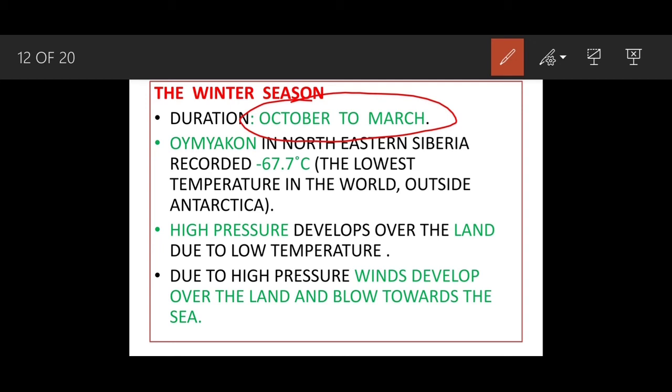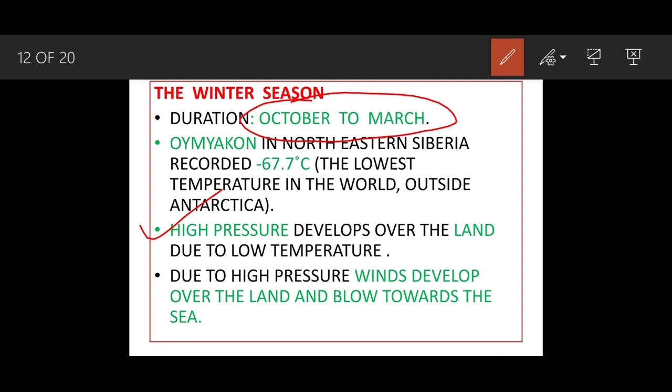in the world outside Antarctica. Right? So these are the facts I have written so that you can understand the nature of the weather, the season, winter season. Now the third point, high pressure develops over the land. So children, in summer there was high temperature on the land resulting in low pressure. In winter, there is low temperature resulting into high pressure.